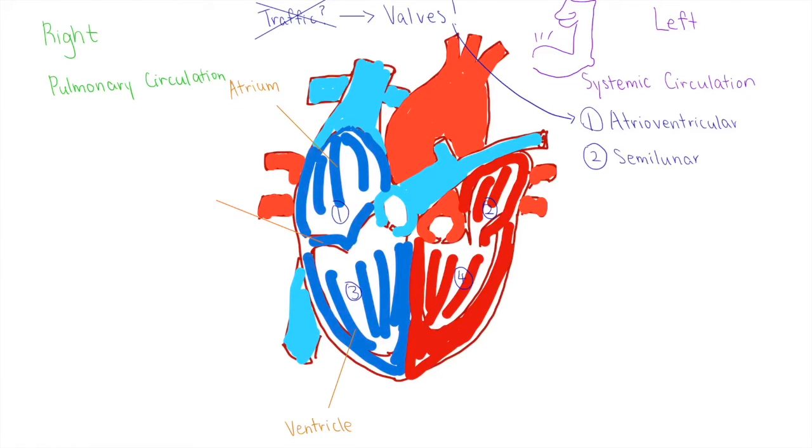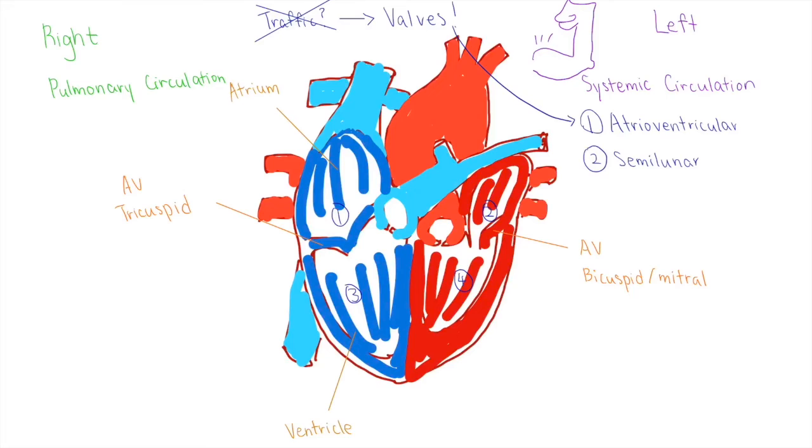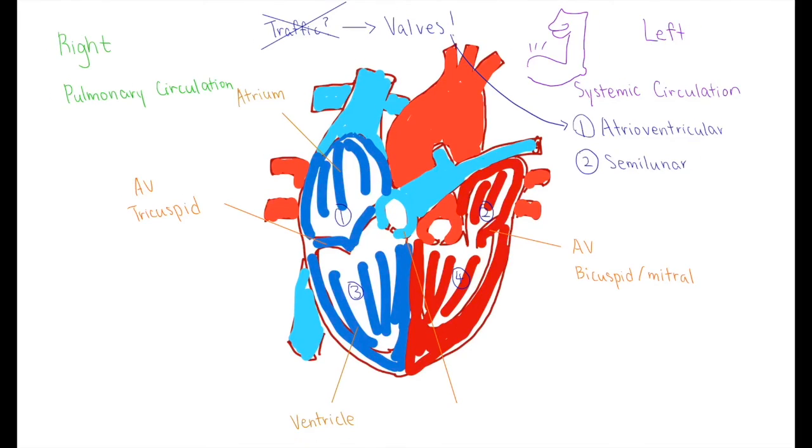AV valves separate the atria and ventricles and consist of tricuspid on the right and bicuspid or mitral on the left. Remember that mitral sounds like mighty, and the left heart is muscular and mighty. Lastly, the semilunar valves control the blood that goes out of the heart. They include the pulmonary valve and the aortic valve.